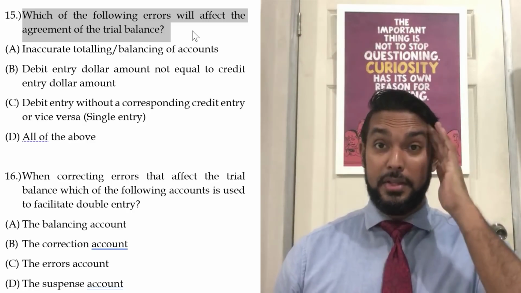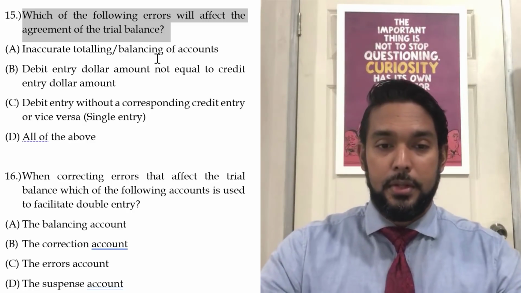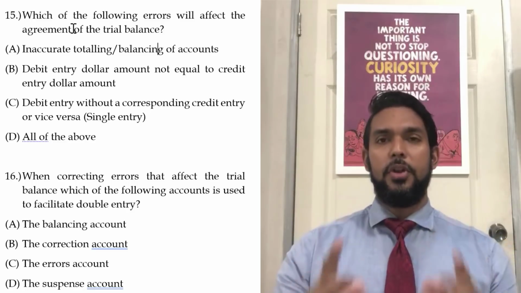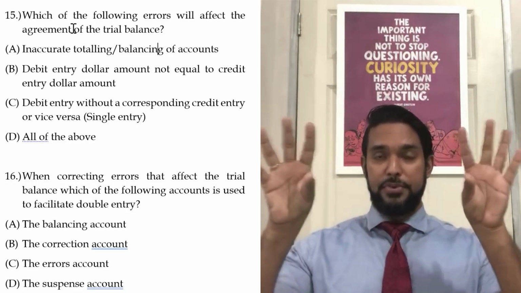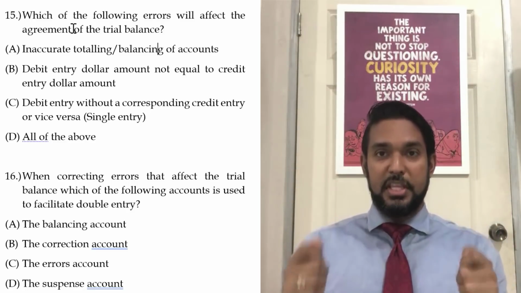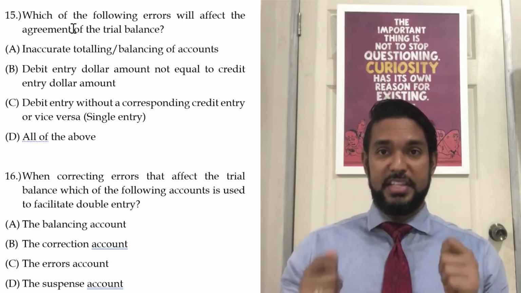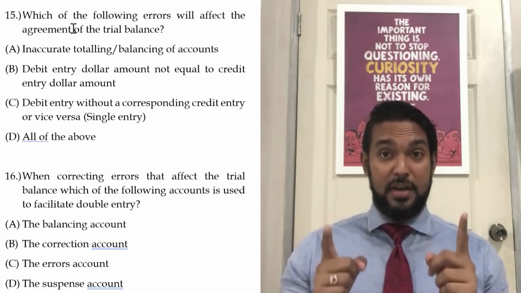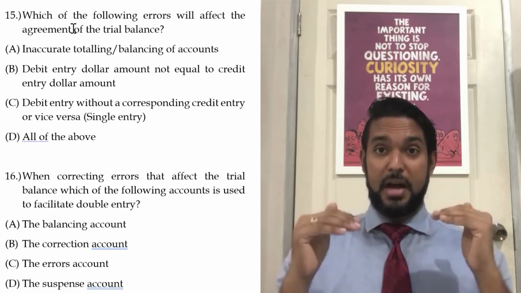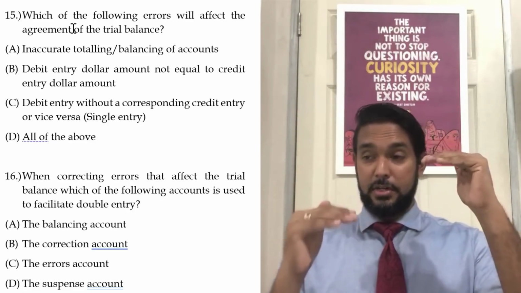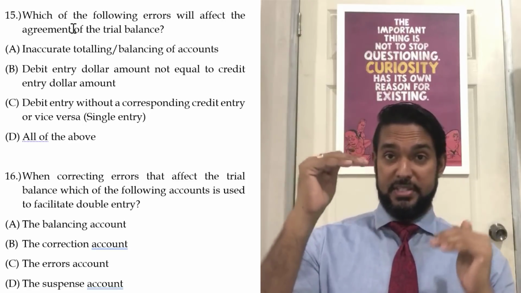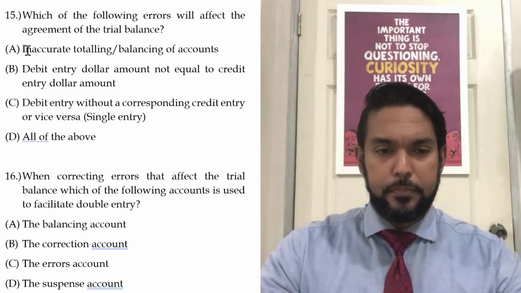So this is where the suspense account will come in. All of the other errors before affected both sides of the trial balance equally. If there are errors that don't affect both sides equally, then you're going to have a trial balance that does not agree. It doesn't balance. The debit side is going to be higher and the credit side lower, or vice versa. So let's see.